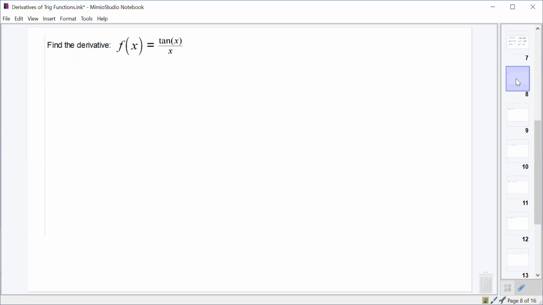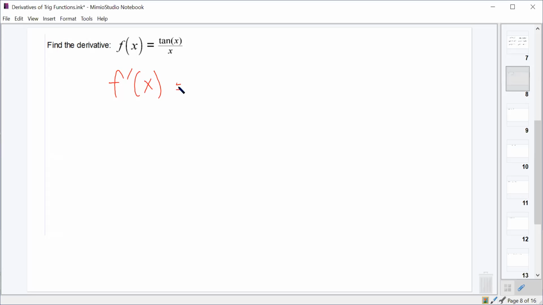All right, we're going to practice a few of these using some of the other rules we know, like the quotient rule and the product rule, to help us find some derivatives of functions that we might not have been able to deal with before today. So if we want to find the derivative of tangent x over x, find f prime of x, what do we need to use? The quotient rule.